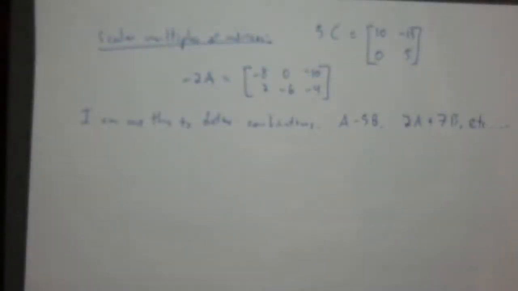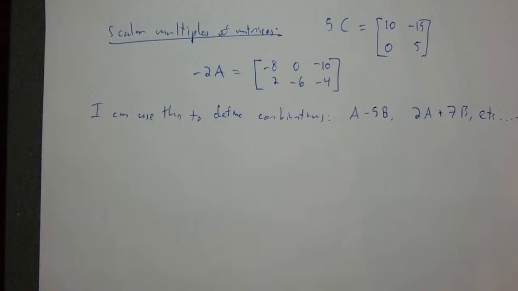Now, scalar multiplication is not the same as the dot product for vectors. It is not. It's the same as scalar multiplication for vectors. A vector is a special case of a matrix. A vector is a type of matrix. It's an m by 1 matrix, a matrix with a single column.